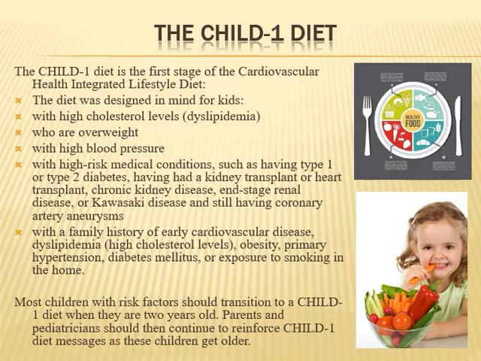With a family history of early cardiovascular disease, dyslipidemia, obesity, primary hypertension, diabetes mellitus, or exposure to smoking in the home. Most children with risk factors should transition to a Child 1 diet when they are 2 years old. Parents and pediatricians should then continue to reinforce Child 1 diet messages as these children get older.